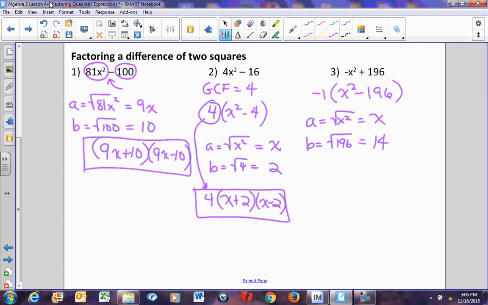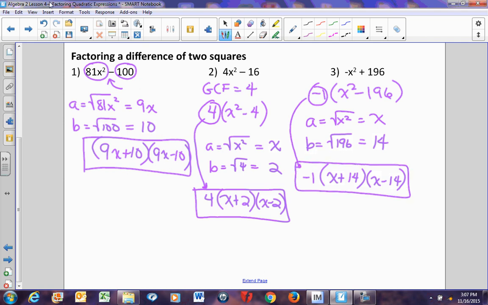So then I can do my a plus b times a minus b, and of course I took a negative 1 out, so I have to put that back into my equation. So this is all the type of factoring that you actually learned in Algebra 1. It's just a review here for Algebra 2 because you're going to use it quite frequently throughout the rest of this chapter.